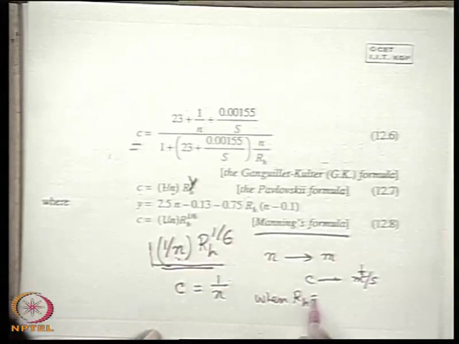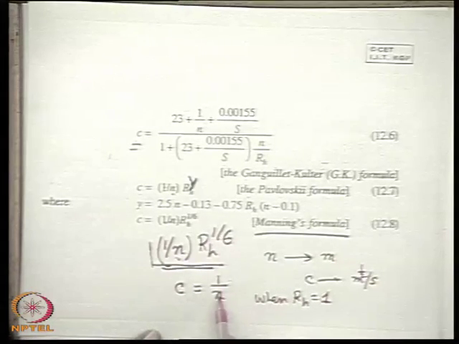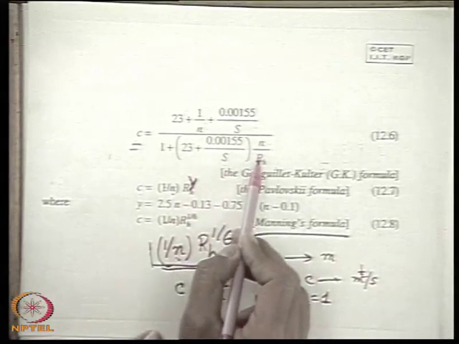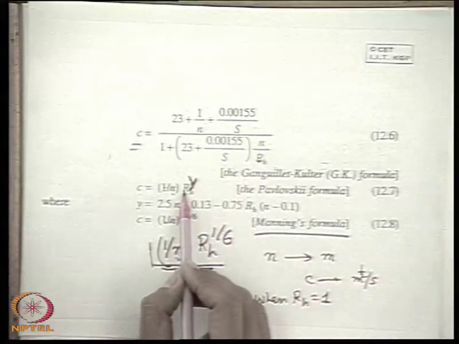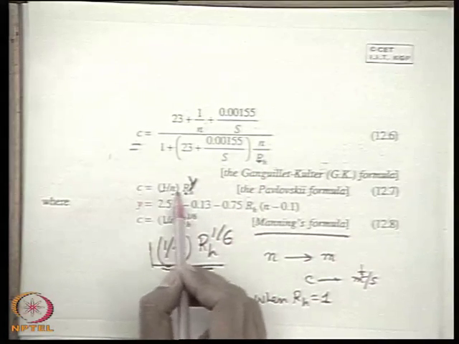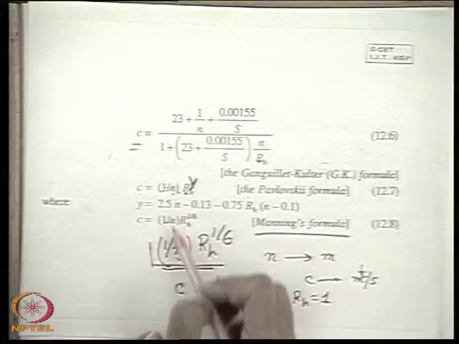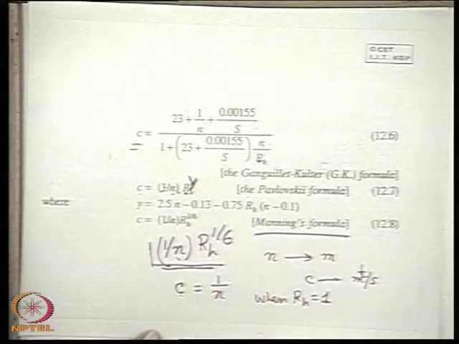That means for unit hydraulic radius, the value of C is 1 by n. That means if we put RH equal to 1 in this equation, it is clearly seen to be 1 by n. So, all these three equations show the value C is equal to 1 by n.